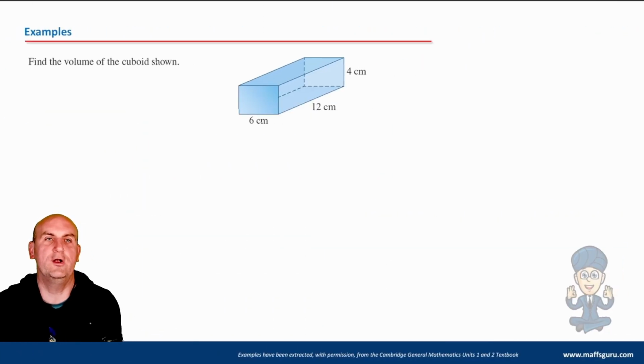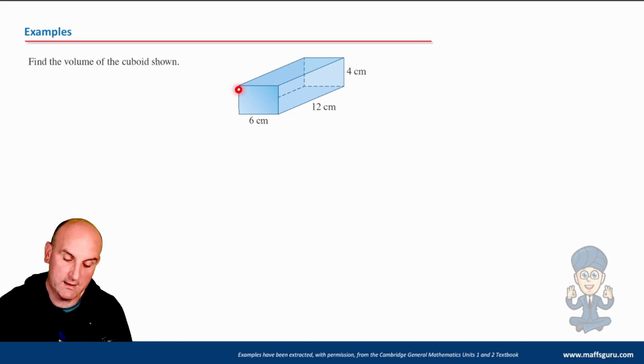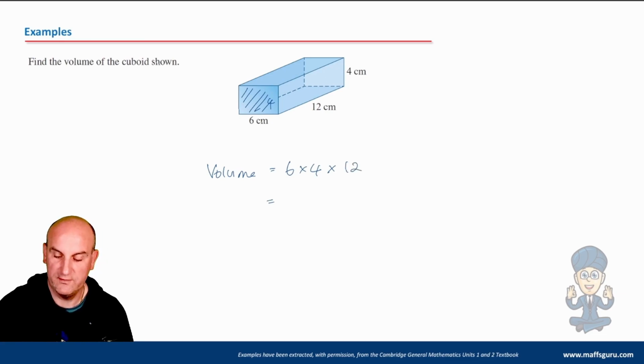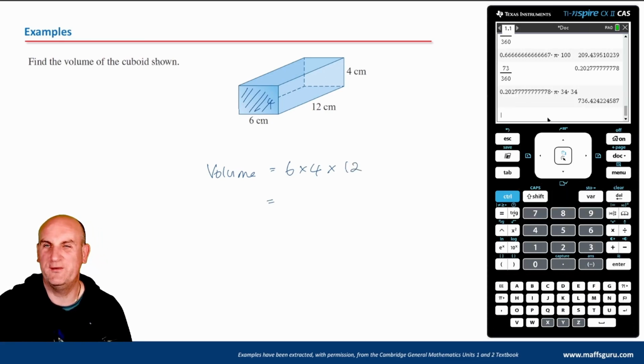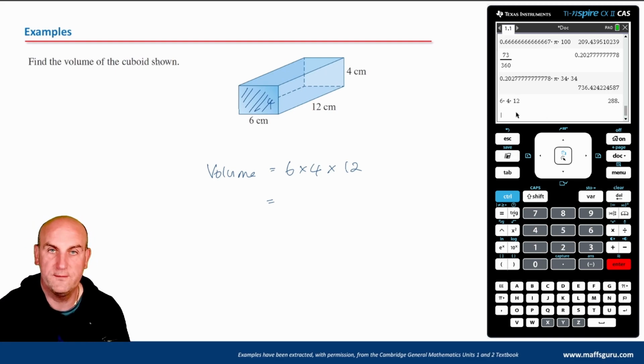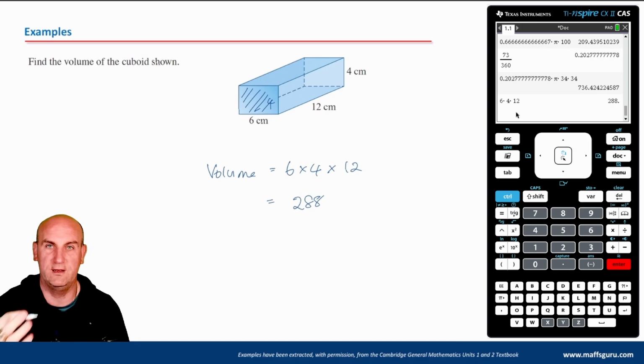Right, here are some examples. Find the volume of the cuboid shown. Again, I am going to find the area of the front, and then I'm going to times it by how far back it goes. So my volume is going to be the area of the front, which is 6 times 4, times by how far back it goes, which is 12. Again, let's bring my calculator up. Hopefully you guys can follow this on your calculator. 6 times 4 times 12 gives me 288. Now, the units are really, really important. This is 3-dimensional because we're dealing with 3-dimensional solids now.